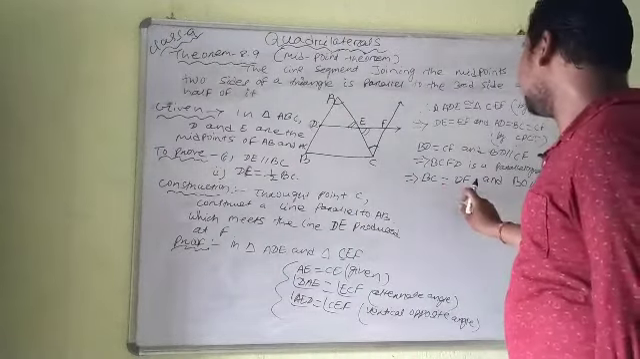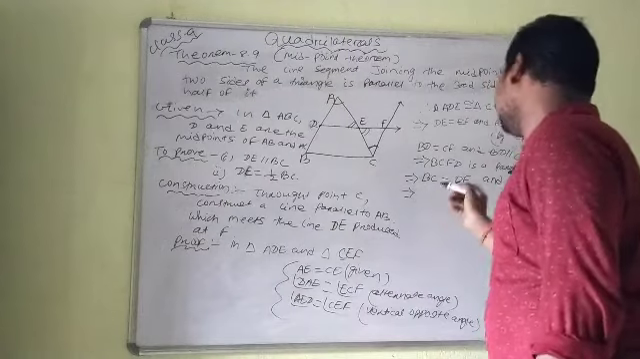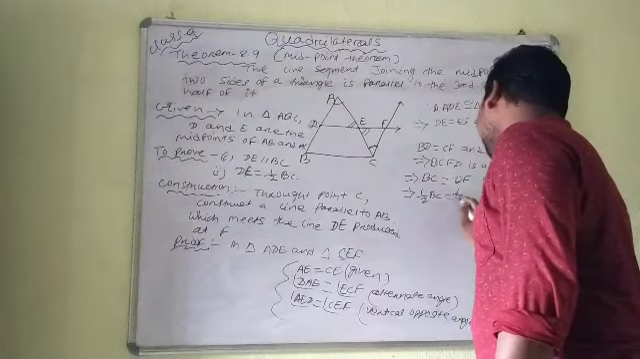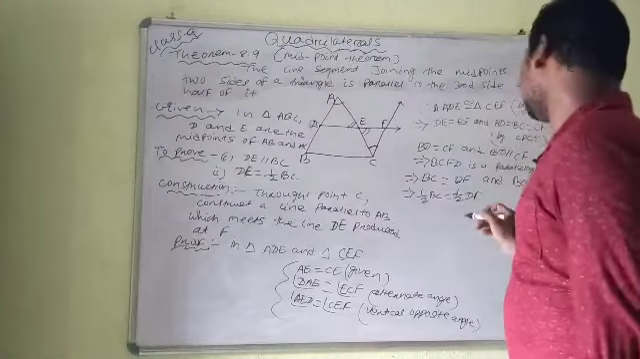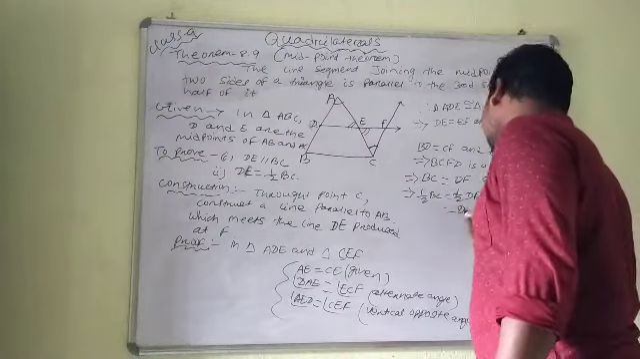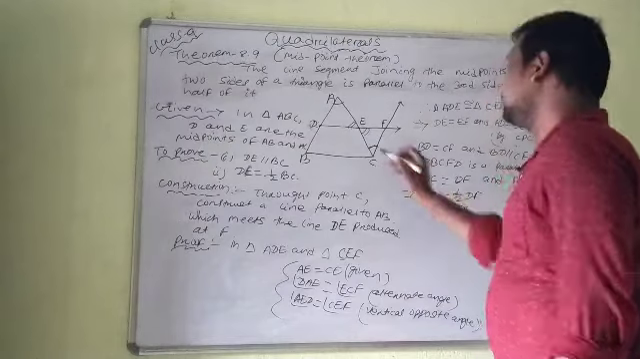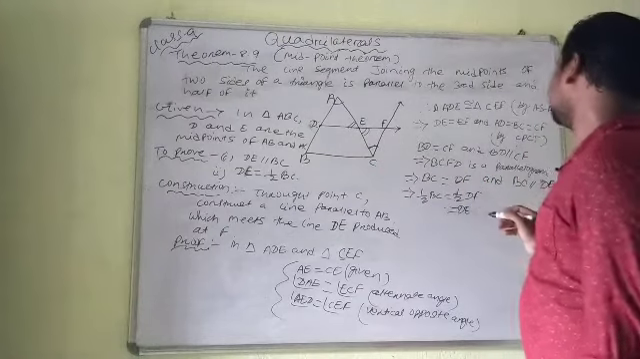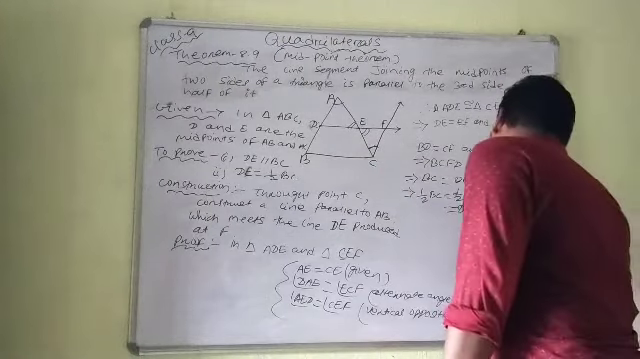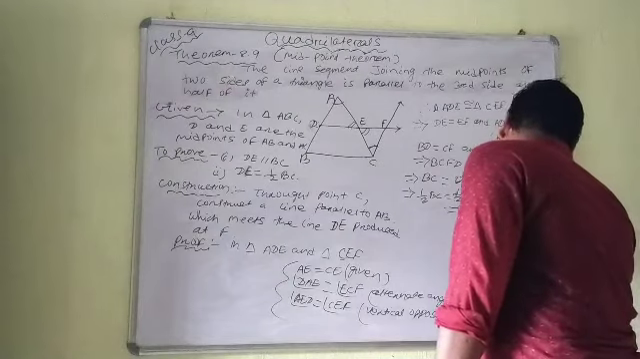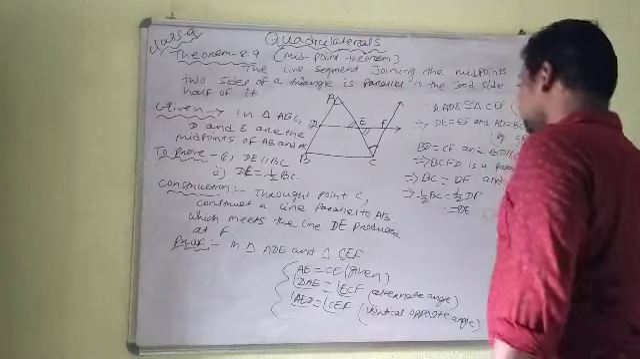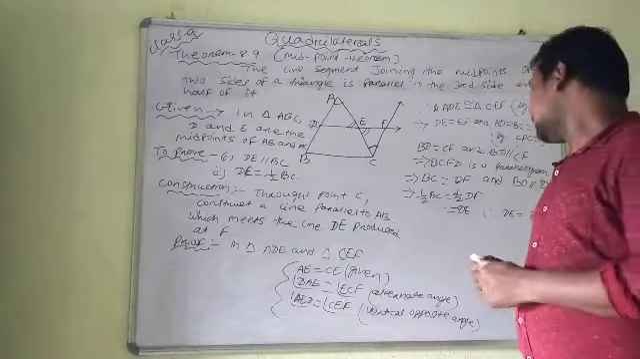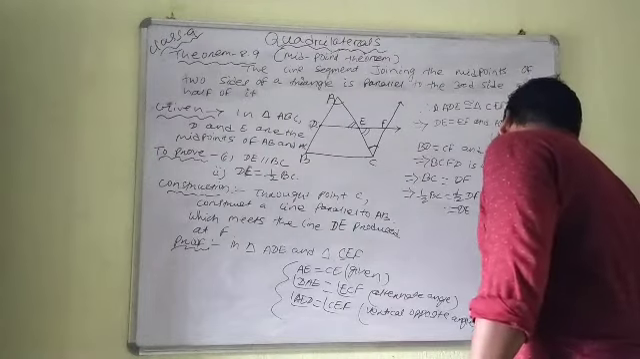Here we get BC equal to DF. We will take half of both sides: half of BC equal to half of DF. Half of DF we can write as DE, because we already proved DE equal to EF. So half BC equal to DE, which is the second point. Hence proved.